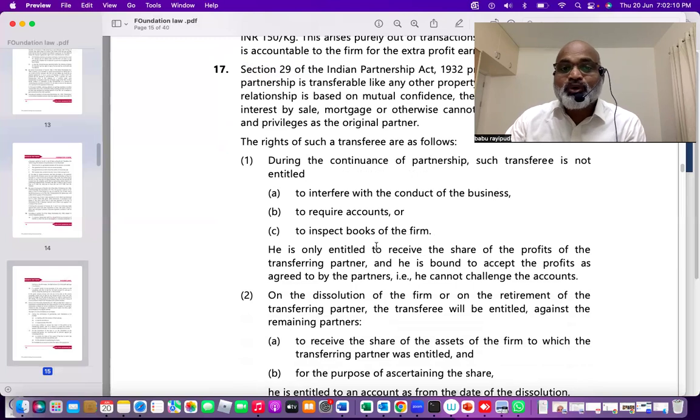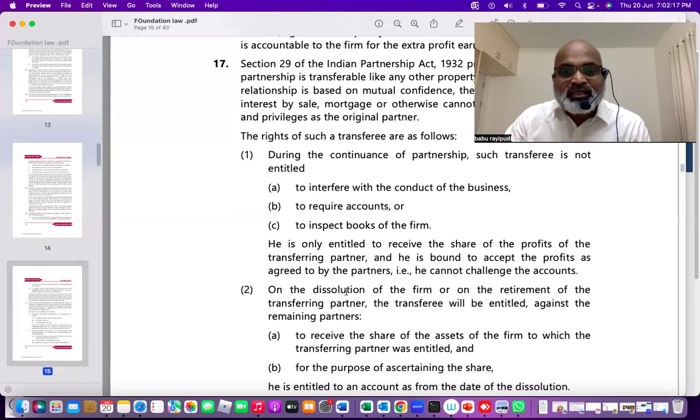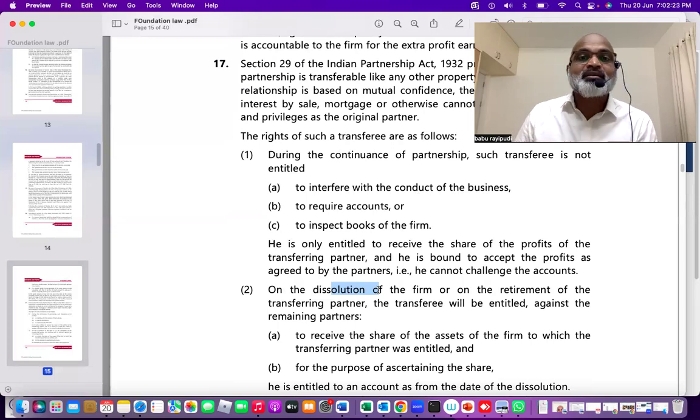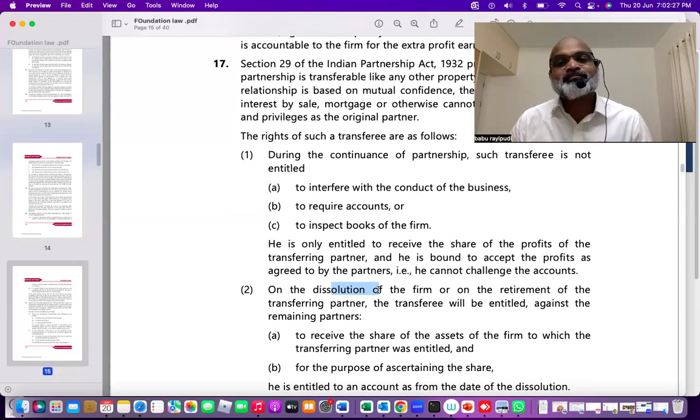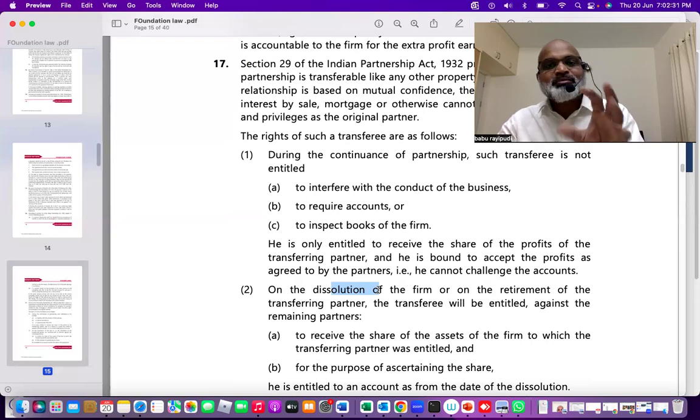Now there are two important divisions, see how it is dividing: the rights during the continuance of the partnership and on the dissolution of the partnership. So as long as the partnership is alive, what are the rights? Are there any rights to the transferee to whom the existing partner has transferred? Is my point clear? So during the continuance, that means when the partnership is alive, what is the story?